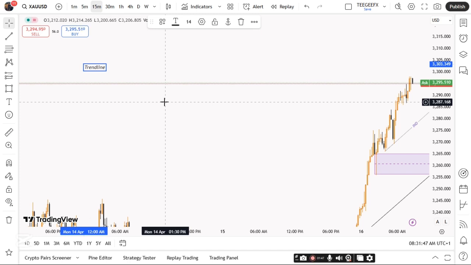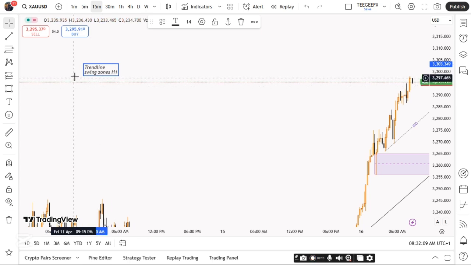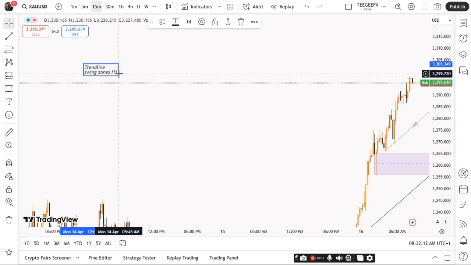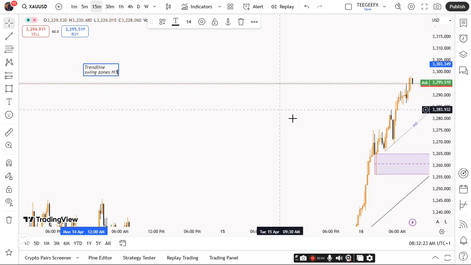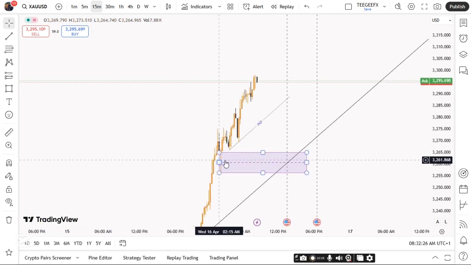Then the next thing I would like to look at is swing zones. I call it swing zones. This swing zone is only taken from H1. I only take swing points from H1. Swing zone just means turning points, points in the market where the market turns. Let me show you an example of a swing zone. This is a swing zone here.